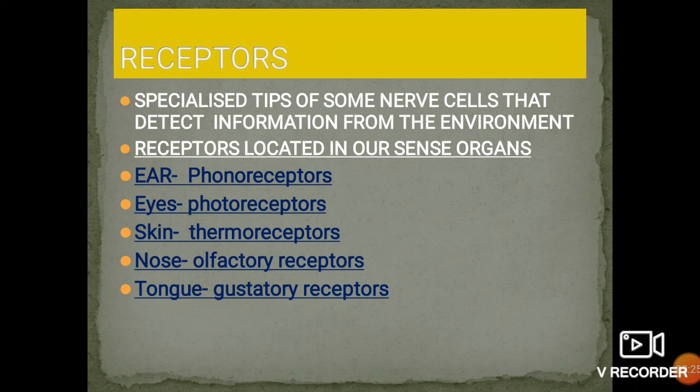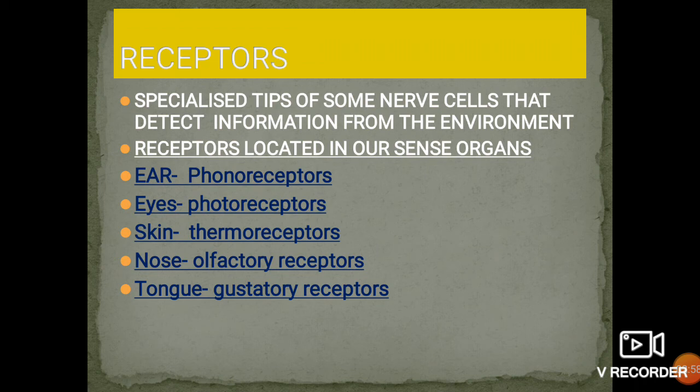For example, the ear has phonoreceptors, which are for hearing and maintaining the balance of the body. In the eyes you can see photoreceptors. Photoreceptors are present in the eyes and help in seeing objects.